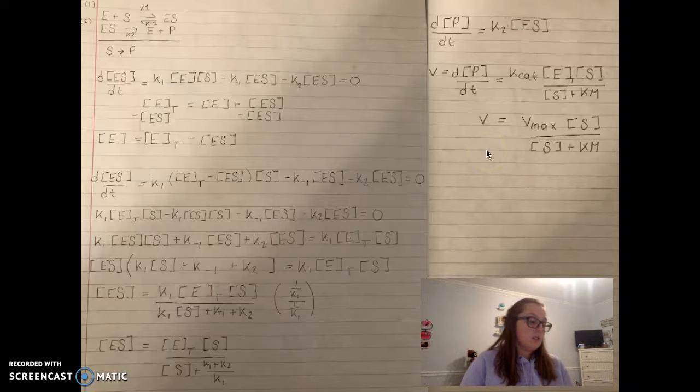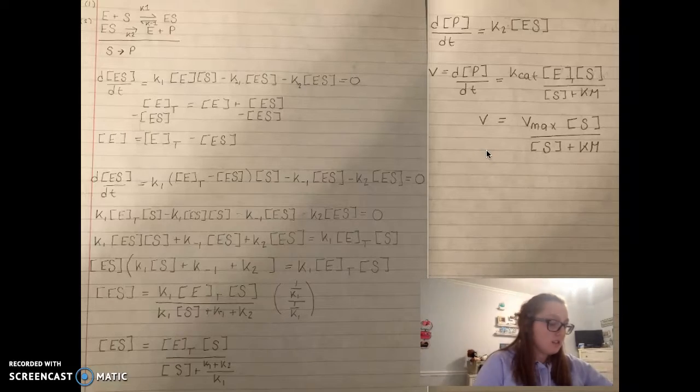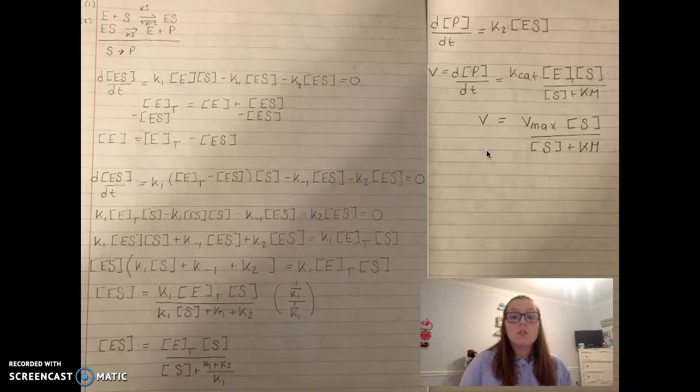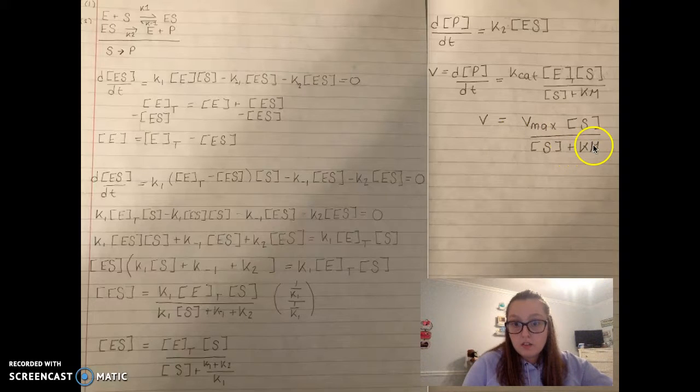But there's two more concepts that I want to touch upon really quick. So when we talked about the Michaelis constant, we said that that equals K negative 1 plus K2 over K1. But also I want to say that Km is also equal to the concentration S. And if you would plug in S instead of having Km here, you would have Vmax times the concentration of S over concentration of S plus concentration of S.